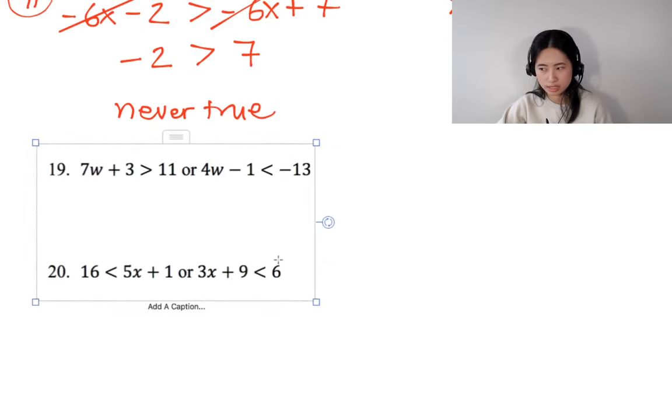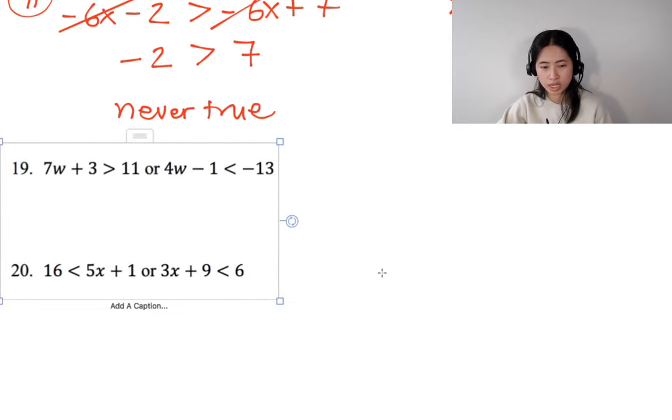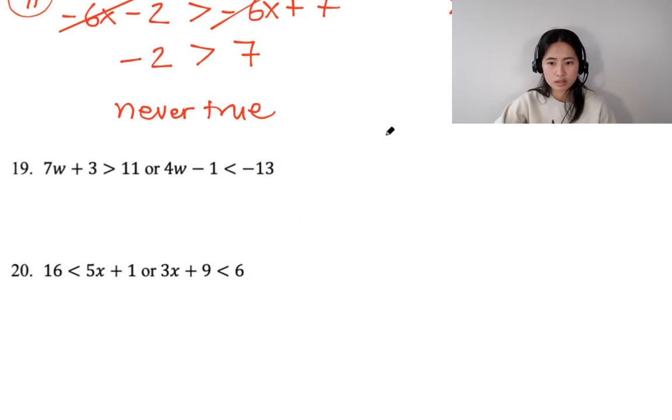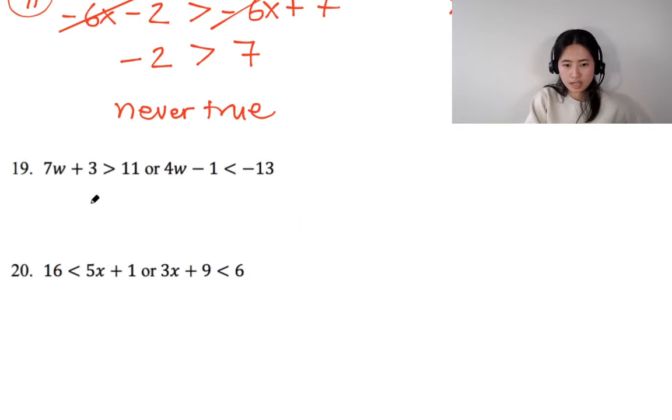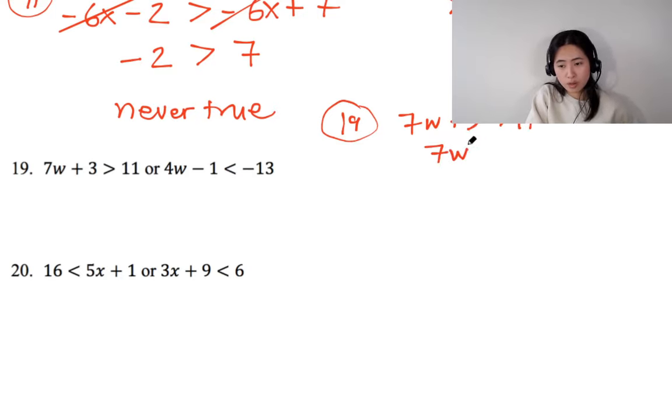Okay, hopefully you guys can see number 19 and 20. Okay, so number 19, it's an or, right? So we're not supposed to do the overlap. So 7w plus 3 is greater than 11. So we have 7w on the left side, and this is greater than 11 minus 3, which is 7. So dividing both sides by 7, we get w is greater than 1, right?